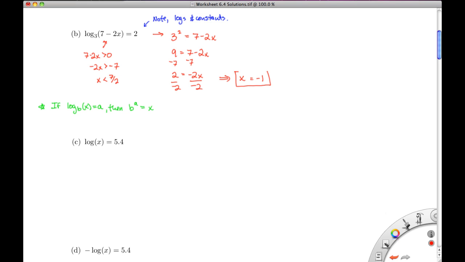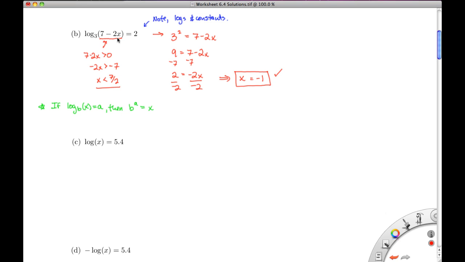Again, we're going to want to check this with our original problem. Negative 1 is a number less than 7/2, so we're good to go. And if we wanted to, we could plug negative 1 into our original log, and we'd notice that we'd be taking the log of a positive number, so we'd be in good shape.